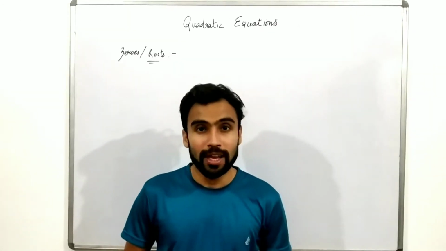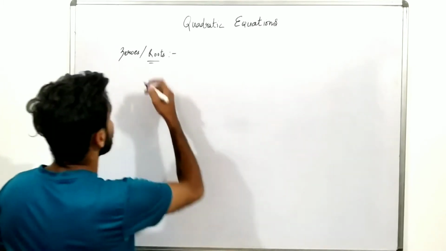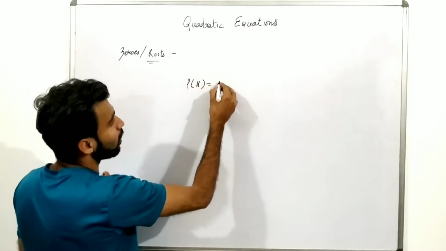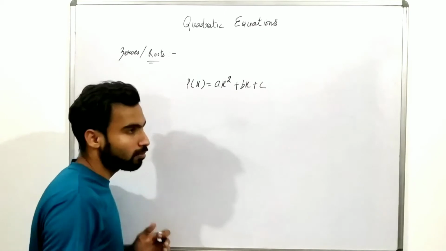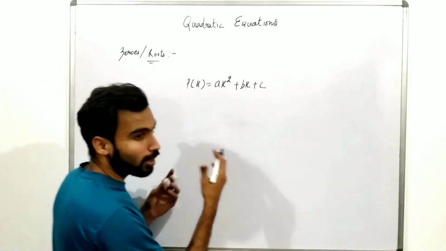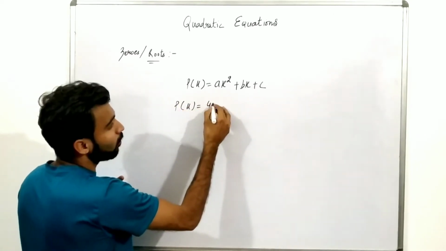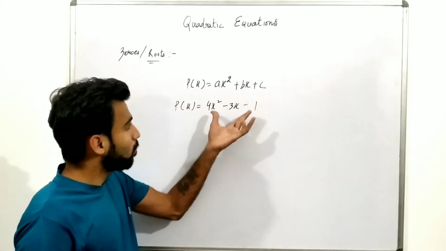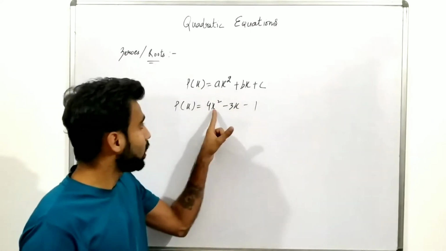So moving forward, let me explain the zeros or roots. What are zeros or roots? Let me take the standard polynomial ax square plus bx plus c. Let me also take an example so you can understand it better: 4x square minus 3x minus 1. I've taken an example of a polynomial and denoted it with p(x). X, you can see here, is a variable.